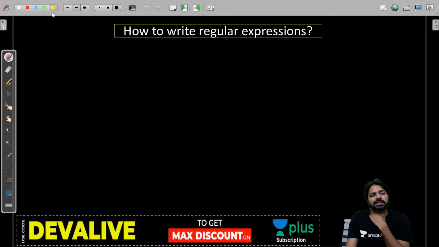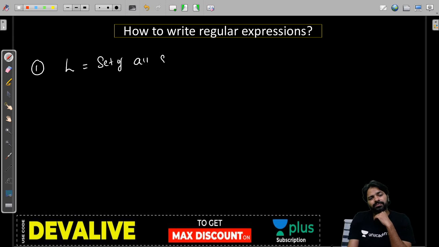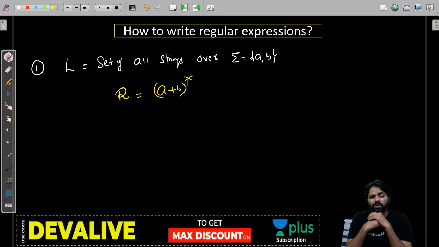How to write a regular expression? I may give a language. Like, I want the set of all strings over sigma equal to a comma b. What is the expression now? Set of all strings you want, right? That is a plus b whole star. A plus b whole star.